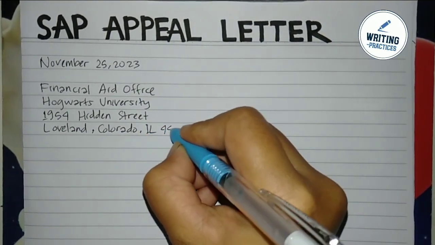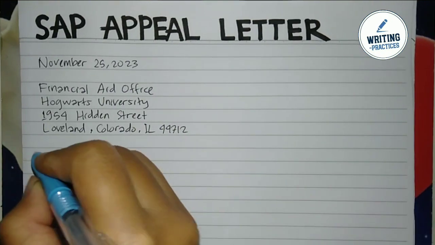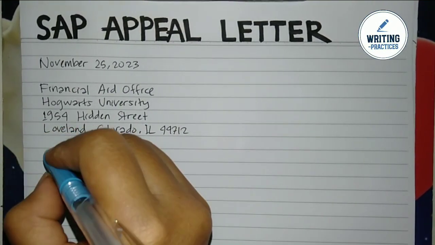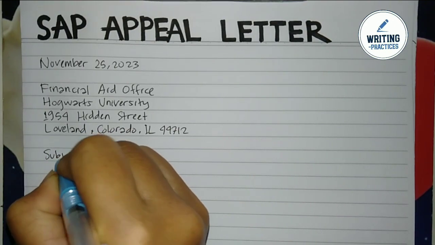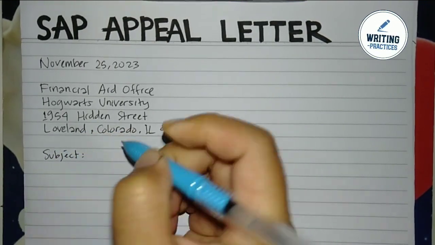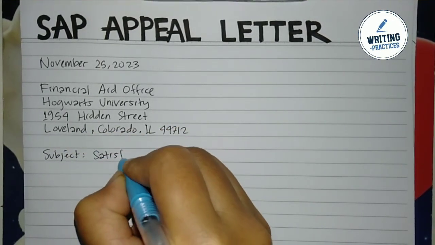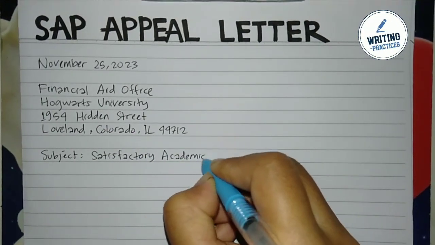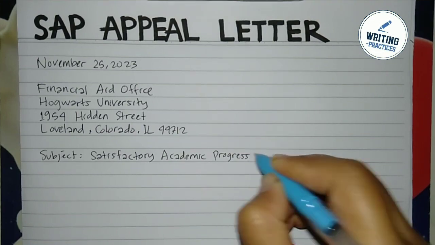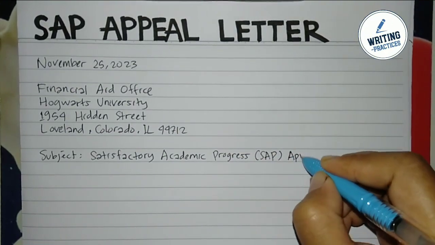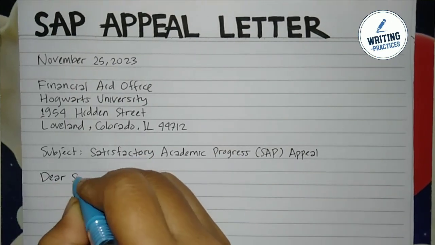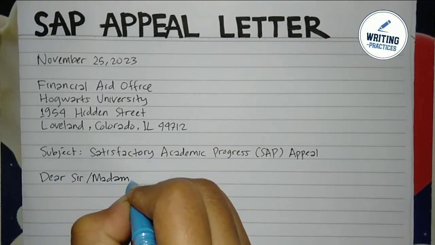And don't forget to write the subject of the letter. This is not a must but highly recommended. So, you write, Satisfactory Academic Progress or SAP Appeal. And open the letter with a salutation. Since you don't know their name, you can just write, To whom it may concern, or write, Dear Sir or Madam.